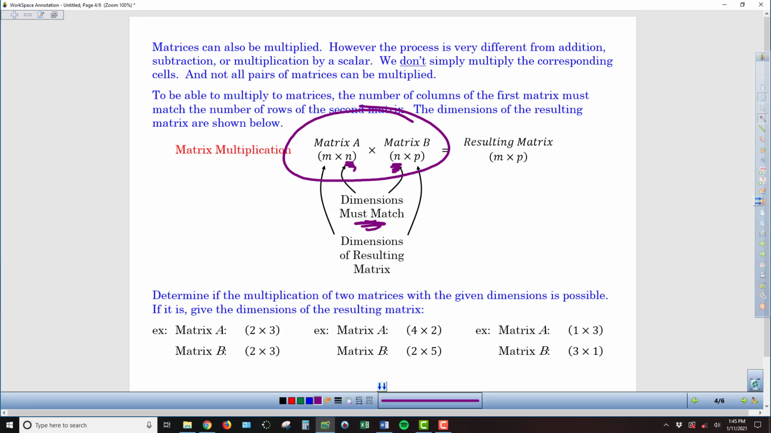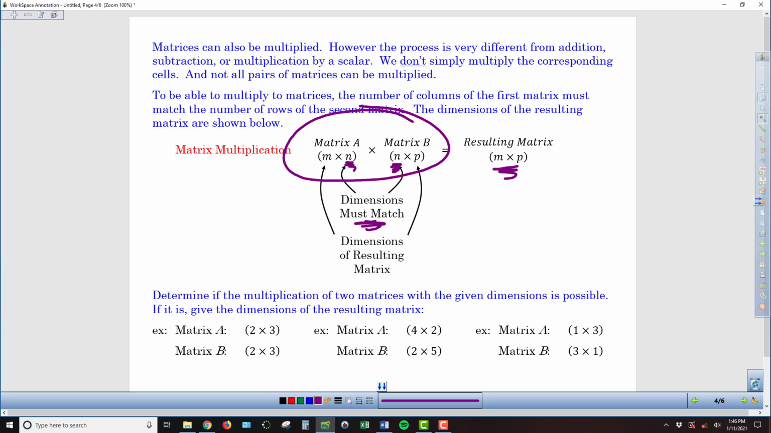So the number of columns of matrix A and the number of rows of matrix B have to be the same. And then the resulting matrix, if you are able to multiply those matrices together, has the other dimensions of the two matrices. So the number of rows of matrix A and the number of columns of matrix B are what end up being your resulting matrix dimensions. So that's the first thing we've got to determine: whether or not the multiplication is going to be possible at all.